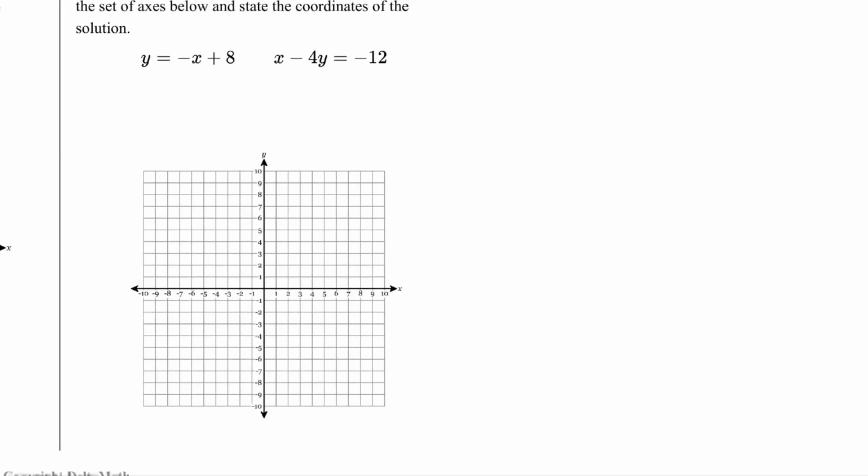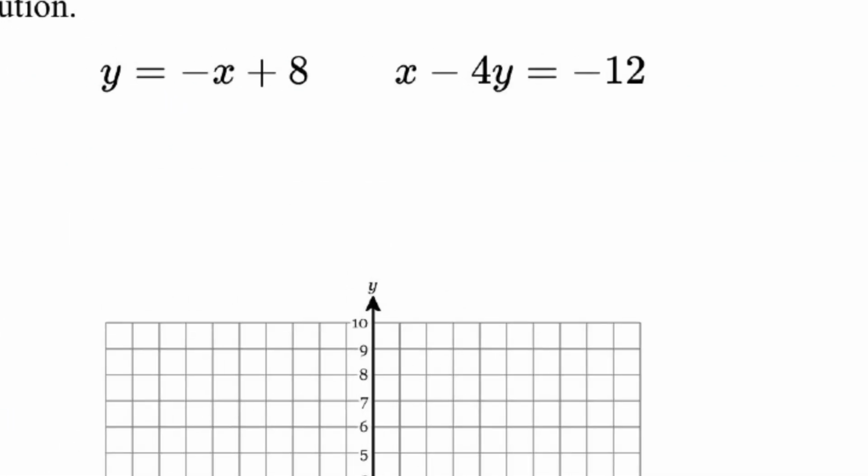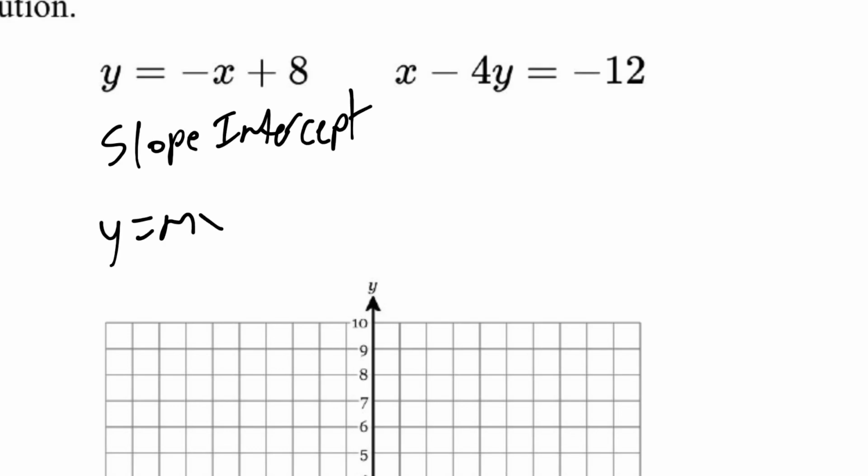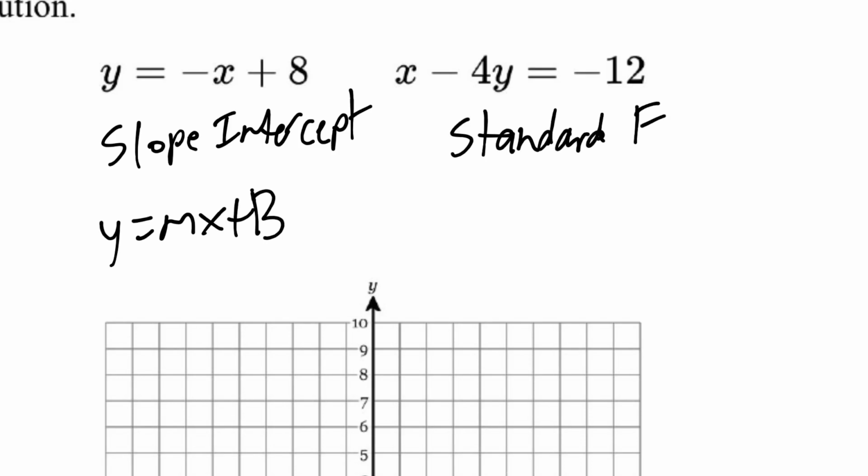All right, last type of problem that we will see. In addition to slope-intercept form, those equations that are written like this, y equals mx plus b, there also exists something called standard form. And this is a different way to write a line. And they're written this way: ax plus by is equal to c. So we need to know how to graph a line regardless of which form it's given in.